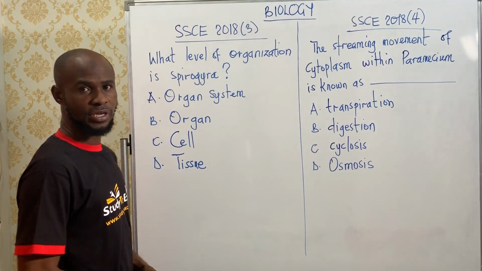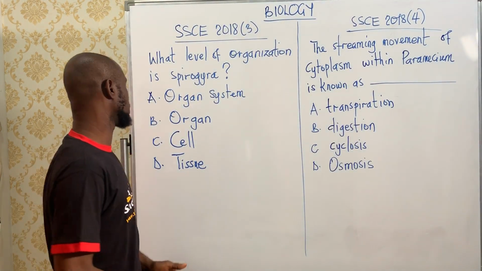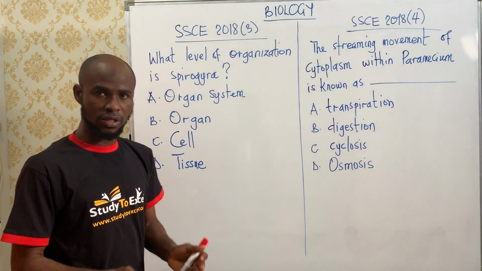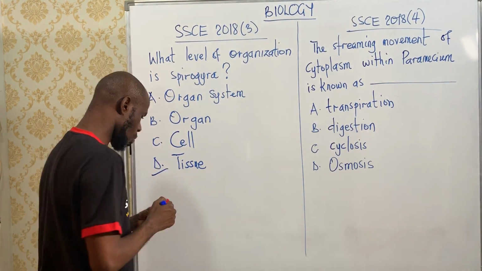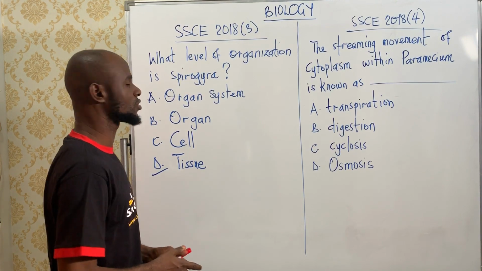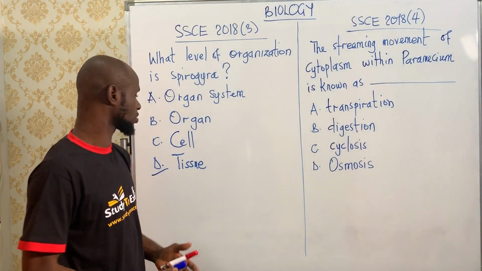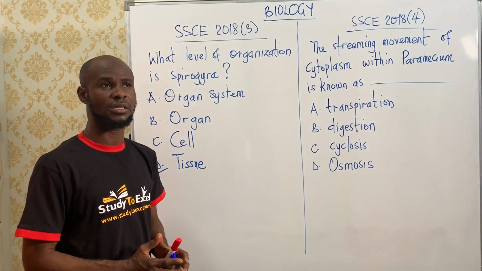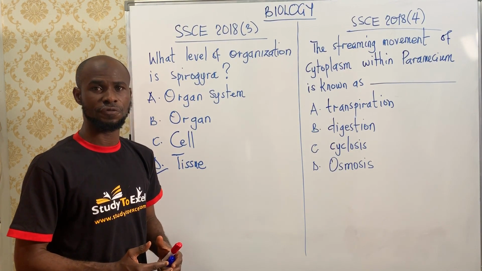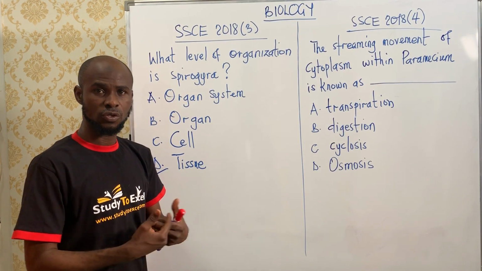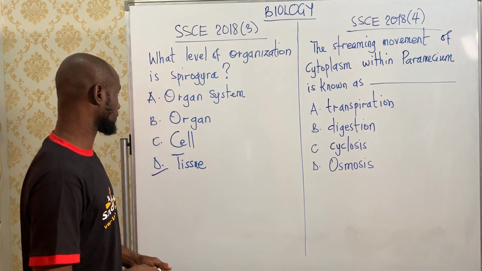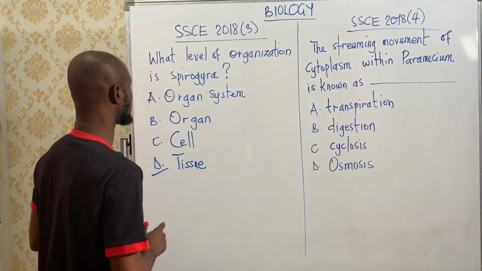That's number 3. Which level of organization is Spirogyra? The answer is tissue. Why does Spirogyra belong to tissue? Because tissue can be defined as the combination of related cells to perform a similar function. That's the definition of a tissue.